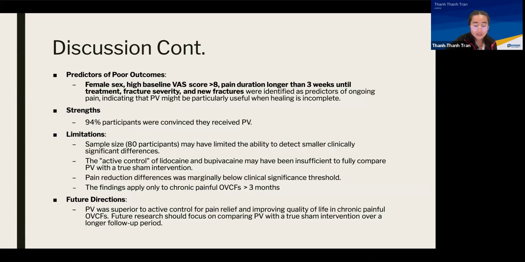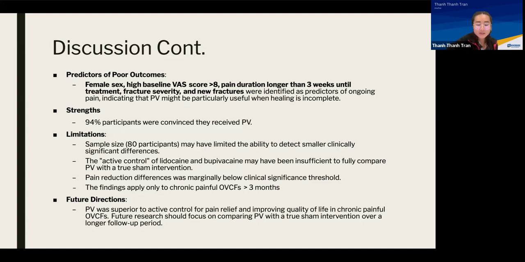And they also found that these participants had a higher pain score at 12 months follow-up compared to those in the PV group. So from that, they found 5 predictors of poor outcomes, and they are female sex, high baseline VAS scores of 8 or greater, pain duration longer than 3 weeks until treatment, fracture severity, and new fractures. And these were identified as predictors of ongoing pain, indicating that PV might be particularly useful when dealing with incomplete healing.